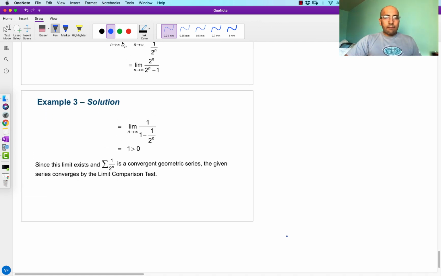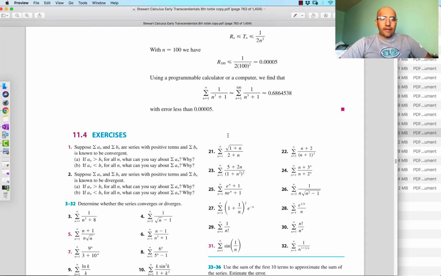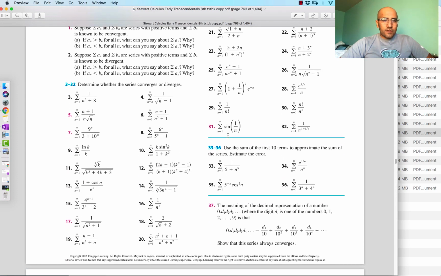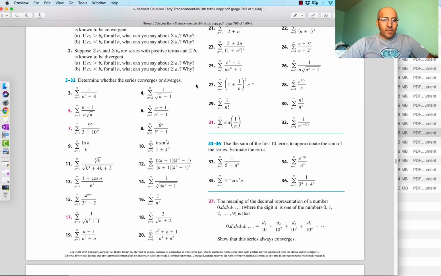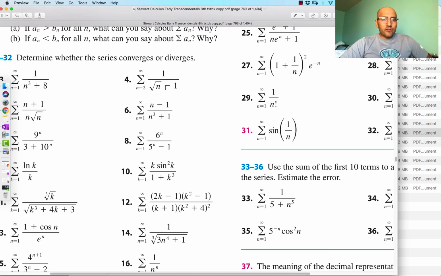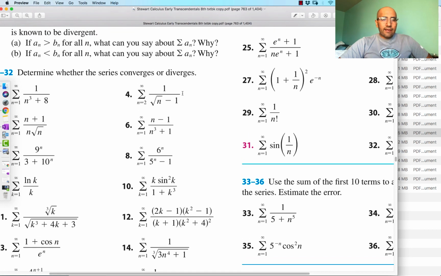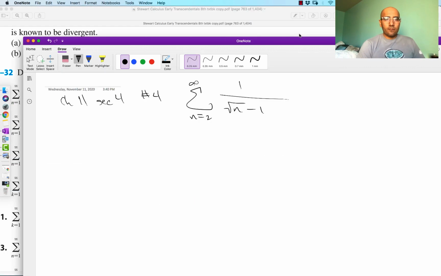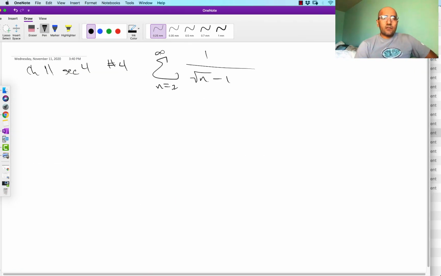Okay, so let's look at some examples from your book. Here are your exercises from chapter 11, section 4. Let's just try a few of these. Let's, for instance, start with number 4. Number 4 says determine whether the series converges or diverges. And we have this series, so let me copy it. Notice that n starts at 2 instead of 1. That's okay.